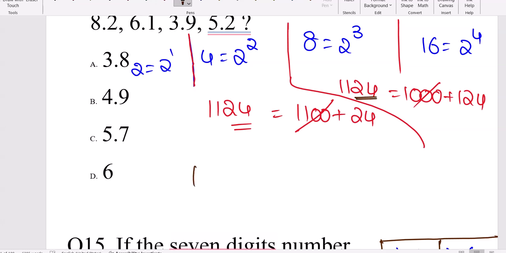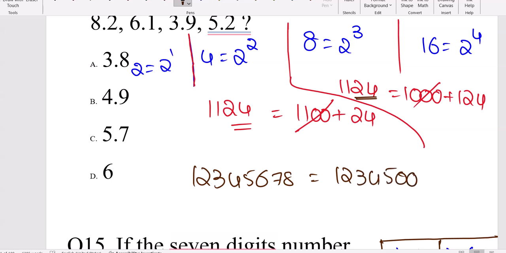If it is big numbers, sir, 1, 2, 3, 4, 5, 6, 7, 8, no problem. Write this as 12345000 plus 678. This is divided by 8, obviously. The only leftover is 678, I need to check. So that's the logic. That way you can handle the things.